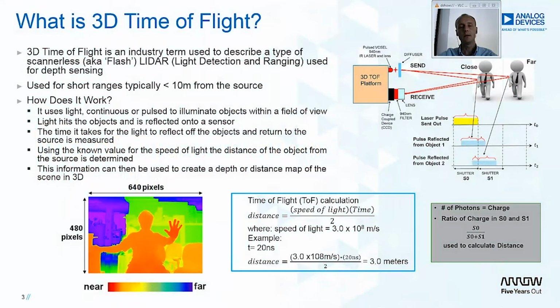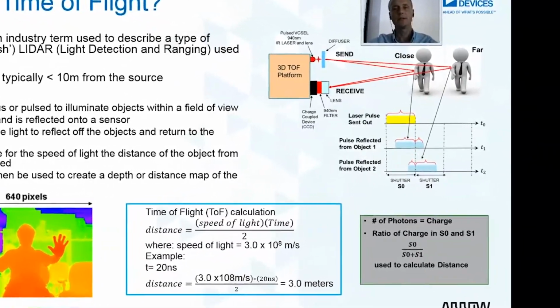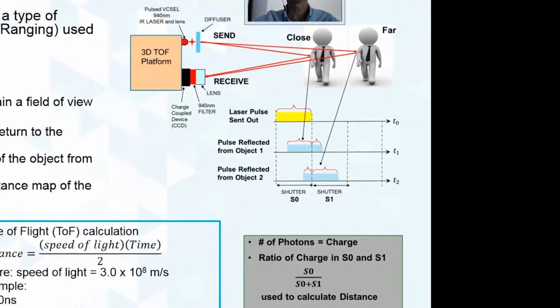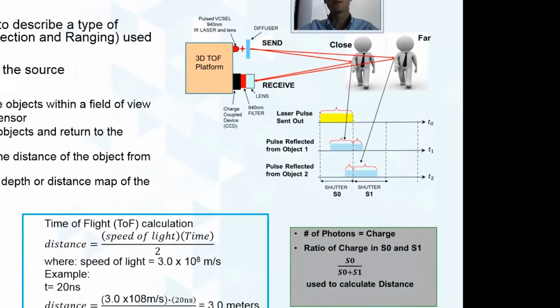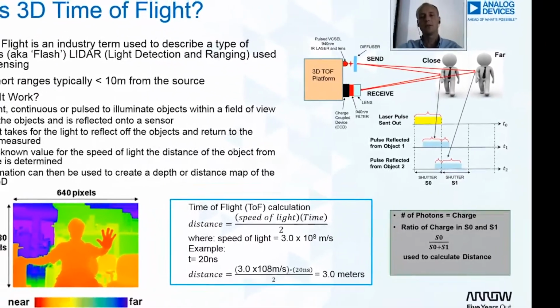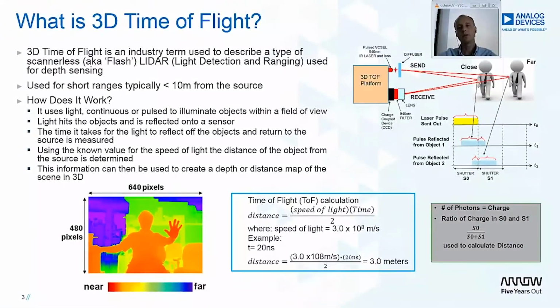Okay, so what exactly is 3D time-of-flight? 3D time-of-flight is an industry term used to describe a type of flash LiDAR used for depth sensing at ranges typically less than 10 meters from the source. The way it works is that it sends out light in the infrared spectrum from one or more laser sources, depending on how far it needs to see towards the scene of interest. The light reflects off the objects in the scene at different points and returns onto a sensor, which for this platform is a charge coupled device, or CCD. The time it takes for the light to be sent out and return is measured, and using the known value of the speed of light, which is 300 million meters per second, the distance of each particular point in the scene is determined.